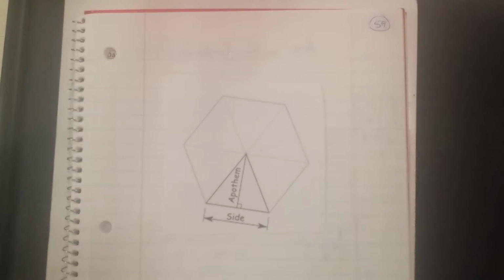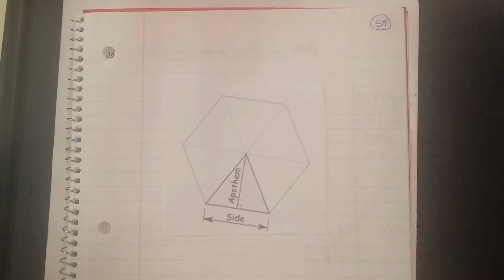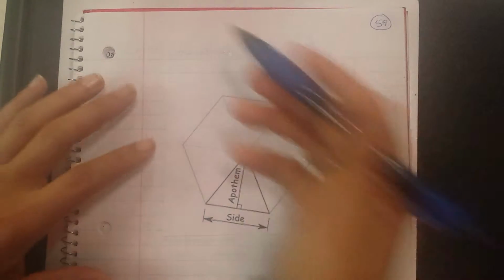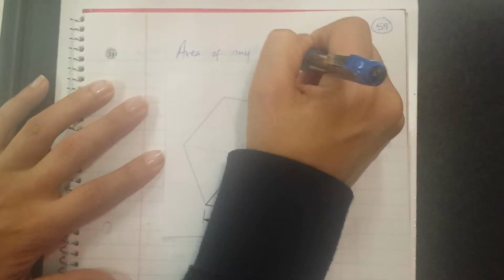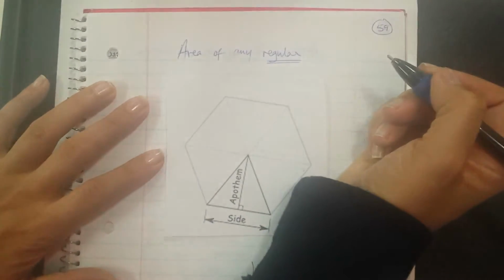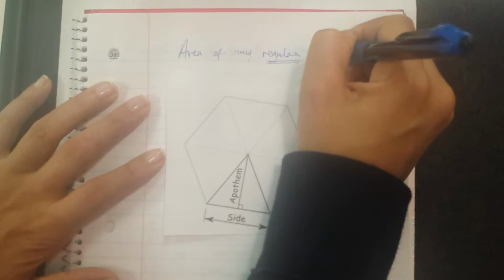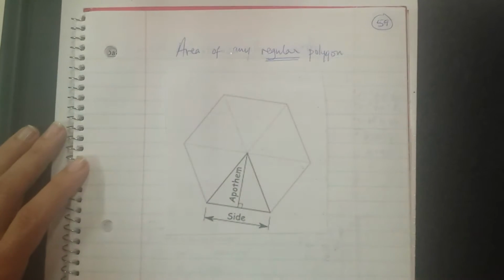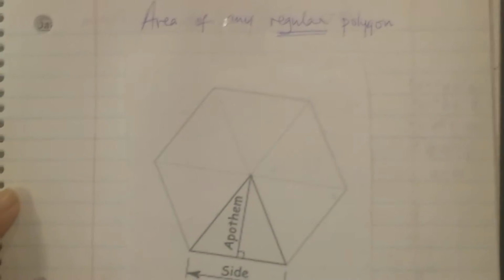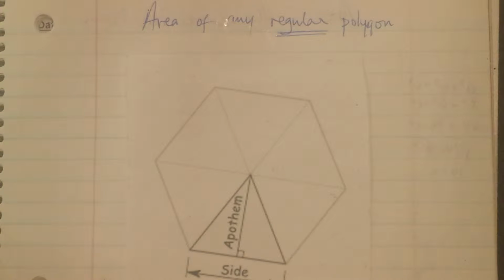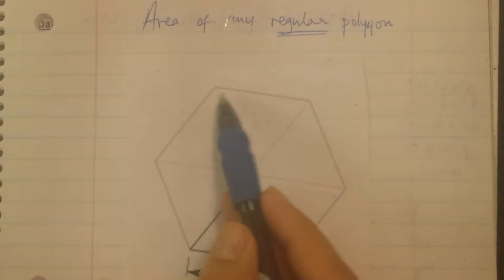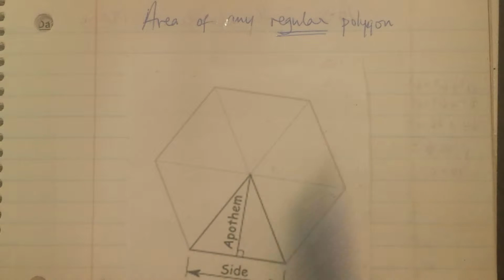Alright guys, we're going to take a look at areas of any regular polygon. Area of any regular, and remember, what does that word regular mean again? All the sides are equal. Polygon. All the sides and the angles are equal. A couple of things are going to come back into play that we've already discussed. So basically, find the area of a hexagon, 6 sides.